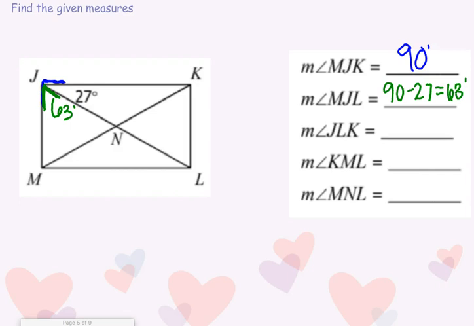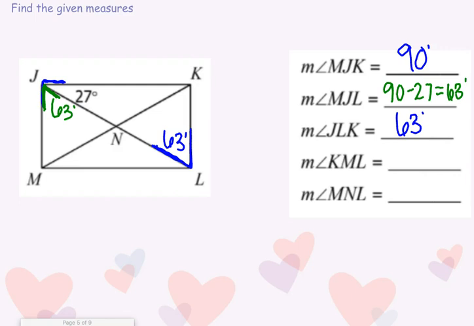JLK. This guy. What do you think that guy is? Yeah, because what kind of angles are these two? Alternate interior. She would have never known.